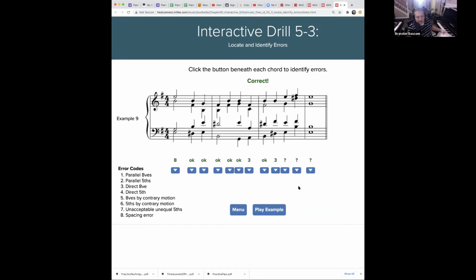You see it? I see it. Parallel. Parallel octave. Do you see it? I think more importantly, I hear it. Ah, obvious one. Parallel fifths. Parallel fifths.